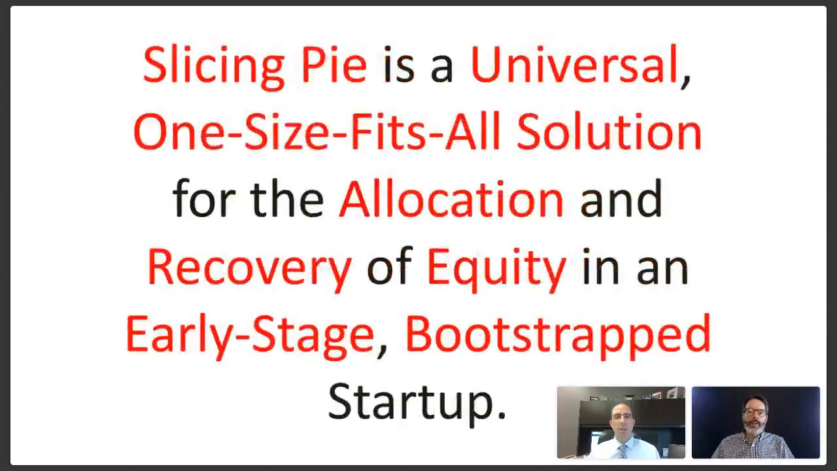So this is a universal, one-size-fits-all solution for the allocation and recovery of equity in an early-stage bootstrap company, which means that no matter where you are on the face of this earth, Slicing Pie always works. What's interesting to note is that there's only one version of fairness. If we go back to the blackjack table, it's 25-75. There's no other version that makes sense.